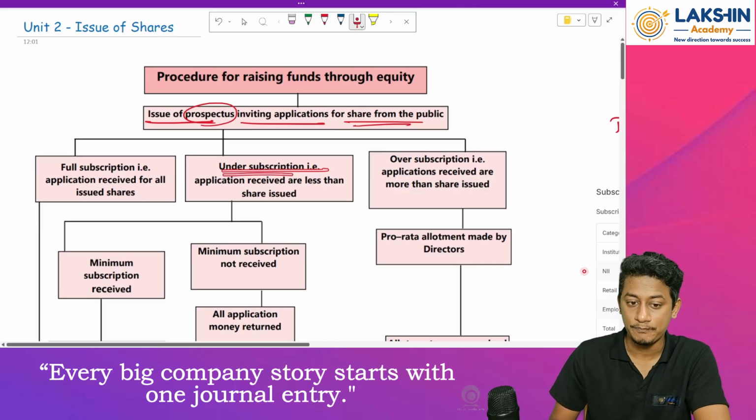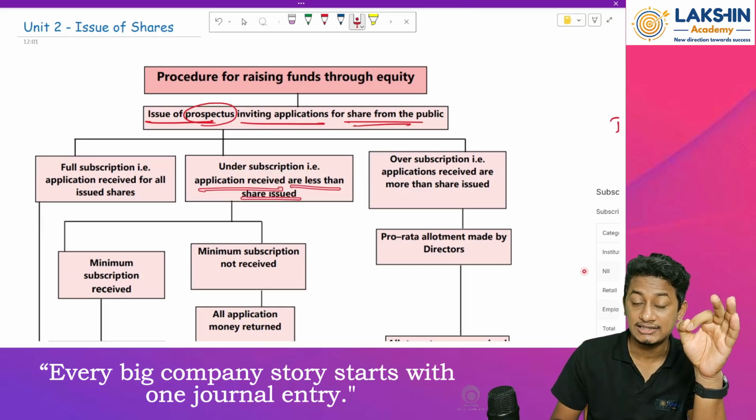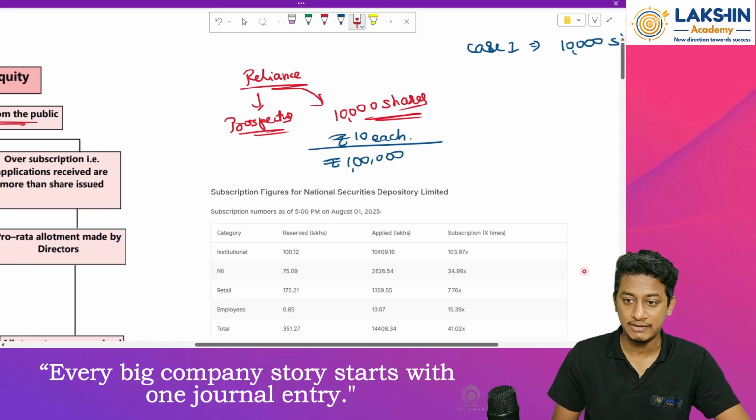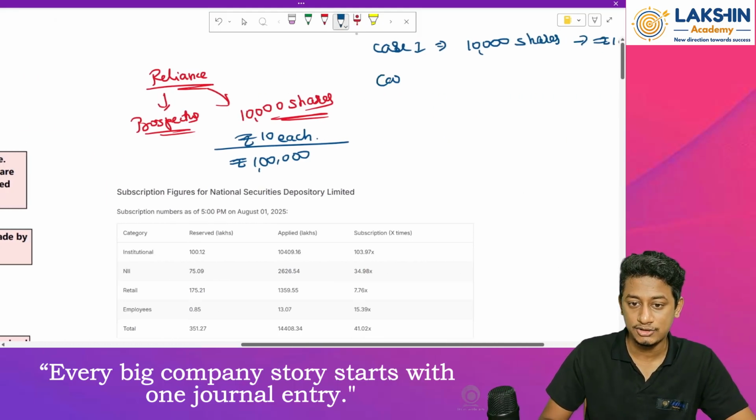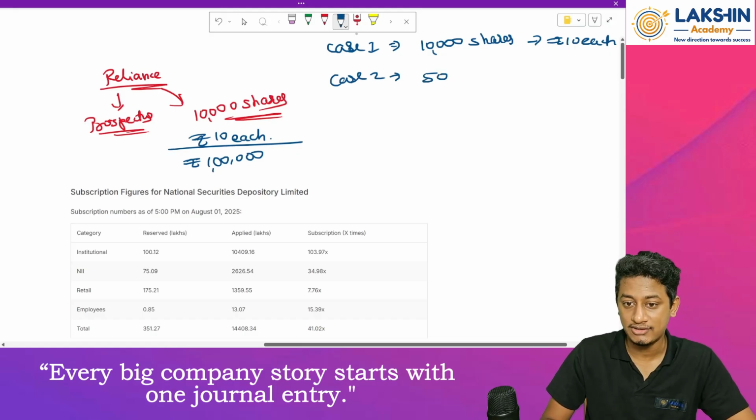Next, case number 2. Under subscription, that is, applications received are less than shares issued. So that means I am receiving applications for, let's say, in case 2, how many shares? Let's say for 5,000 shares, for example, or let's take 6,000 shares.